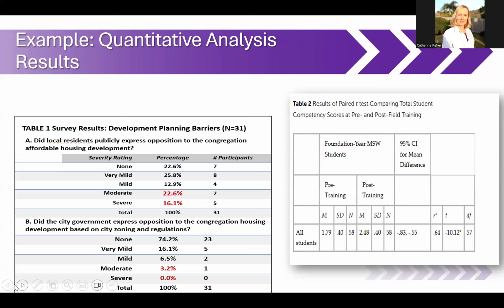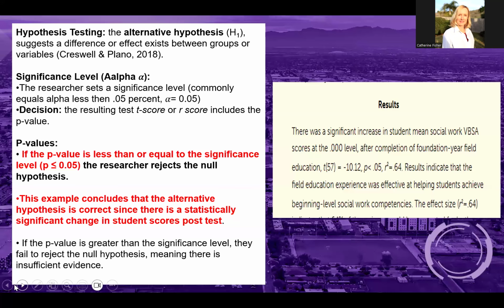And my T-scores showed significance below p equals 0.05, which showed that I proved the alternative hypothesis that there was a significant change, a significant effect that field internship had on students' skills. And I was able to reject the null hypothesis. So here in my results, this is how you would write it up in an article, right? My T-score, my p-value, and the strength was r equals 0.64. So this was a pretty strong effect.